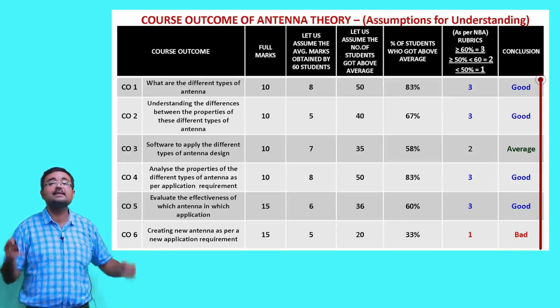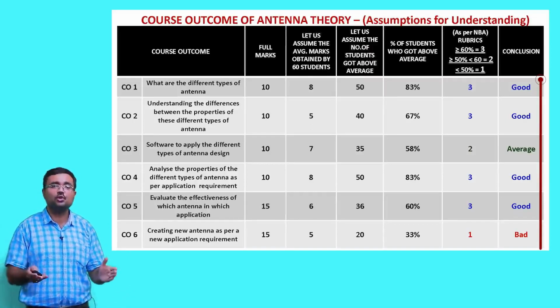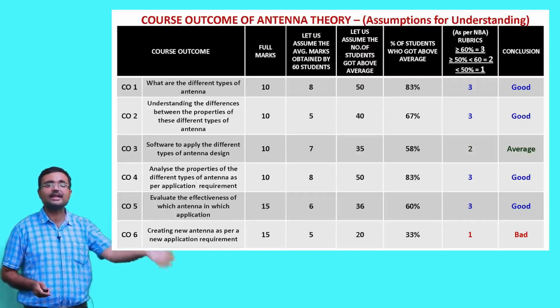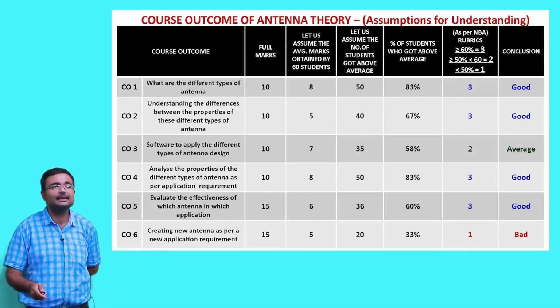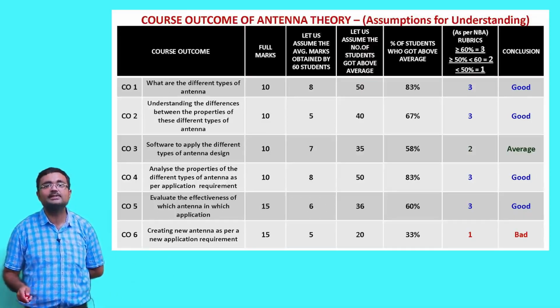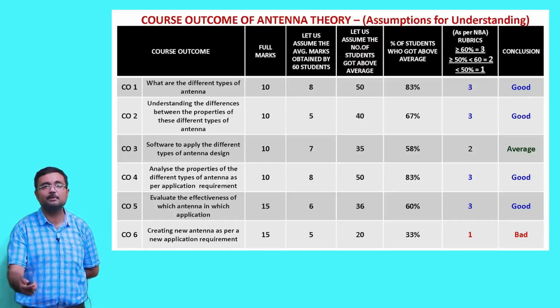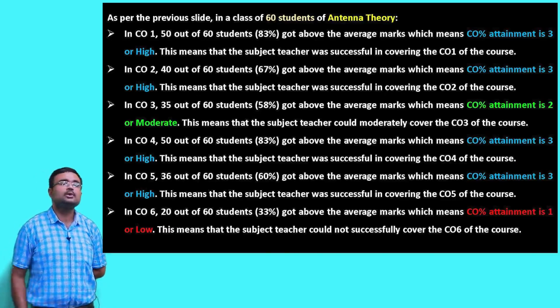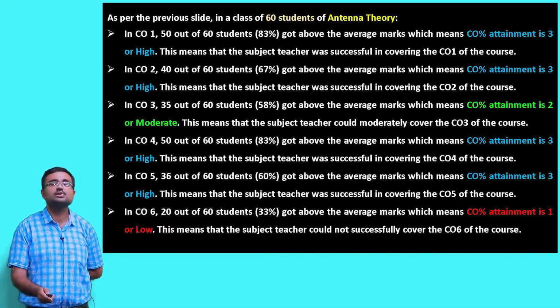This is the CO attainment, and for each course the teacher can get guidance from here that okay, next time when I teach this course, this is the part, applying the different types of antenna, I need to take care of. Creating a new antenna, this I need to take care of when I teach this course next time. Now, as per the previous slide, this is quite obvious now.